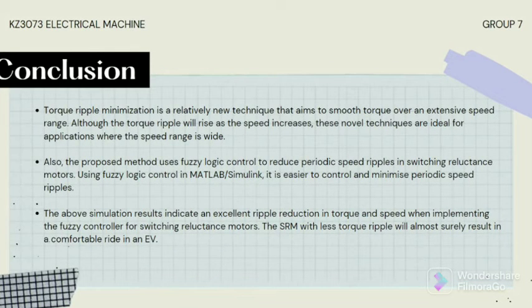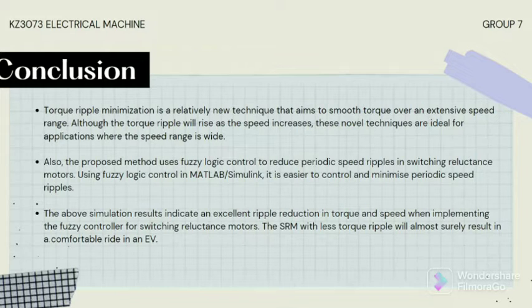Now I will explain our conclusion part. From this project and simulation, we learned about the behavior of the switch reluctance motor and how to reduce the torque ripple. For example, we can increase the number of windings in the stator or the number of poles in the rotor. Torque ripple minimization is a relatively new technique that aims to smooth torque over an extensive speed range. Although the torque ripple will rise as the speed increases, this technique is ideal for applications where the speed range is wide.